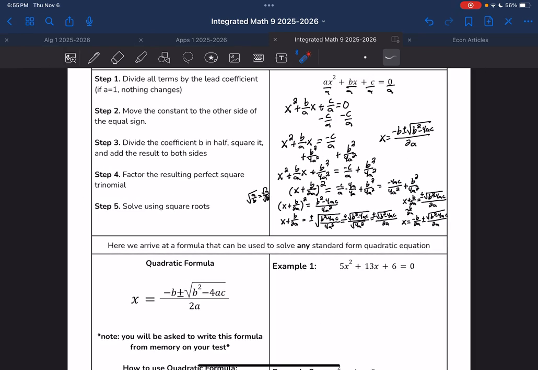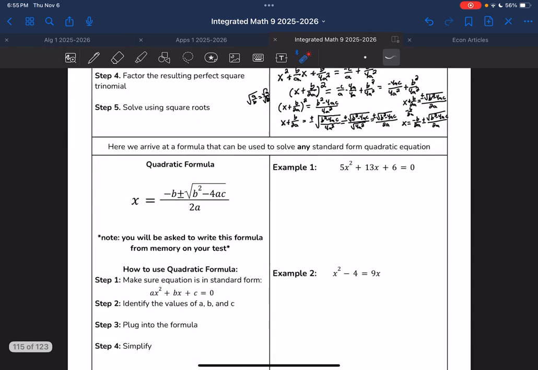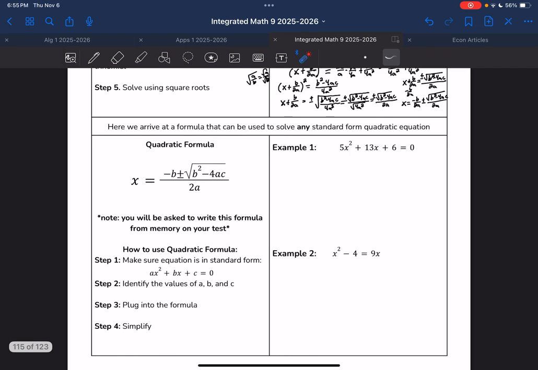And so once we have this formula, we don't need to concern ourselves with that. We just plug in and solve. And that's what we're going to be doing in class, and that's what I'll be doing in a different video.